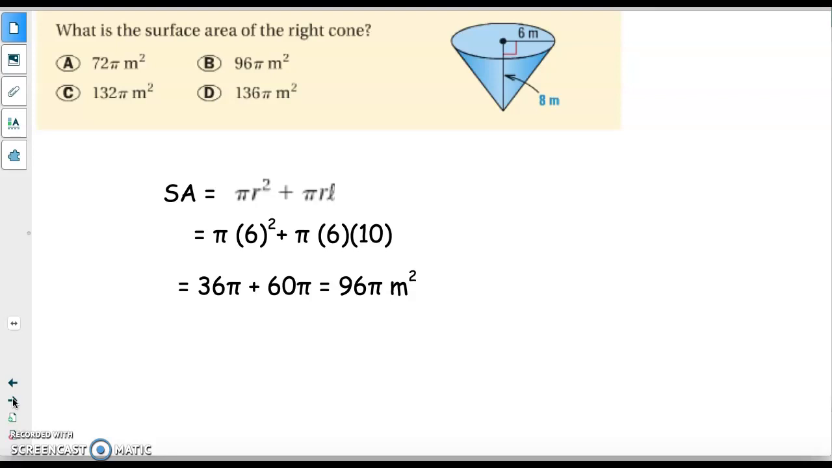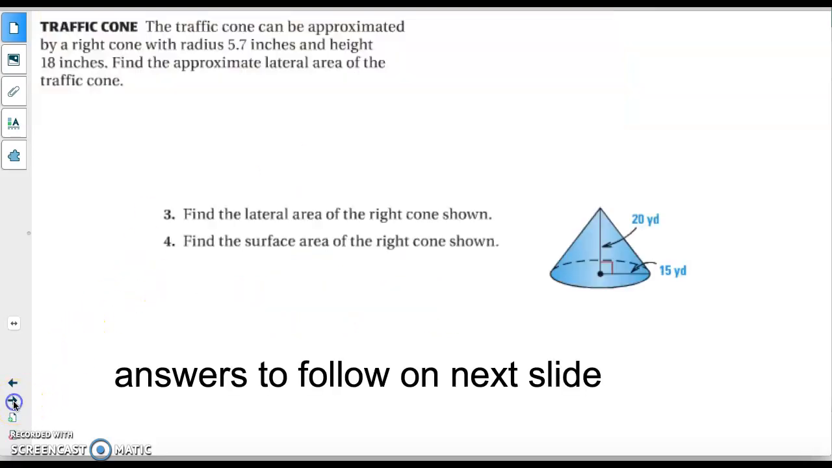Looking down here, the surface area we know is equal to pi r squared plus pi r L. The radius of the circle is 6. The slant height is 10. I used the Pythagorean theorem, so 6 squared plus 8 squared was equal to L squared. I took the square root to find L, and I found that L was 10, so that's where this 10 came from. Then I left everything in terms of pi because that's how these multiple choice answers were given. I found that the base area plus that lateral area was equal to 96 pi meters squared, which would be B. So let's look at a couple more.